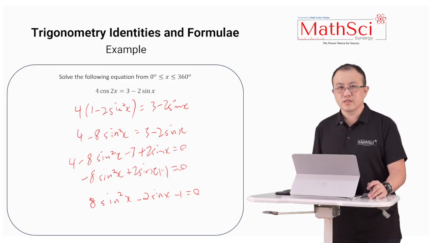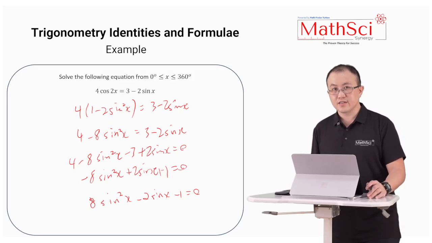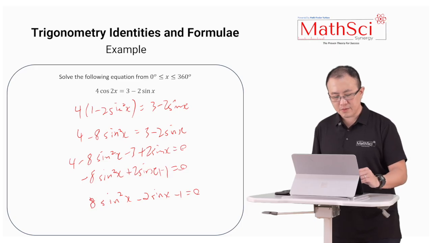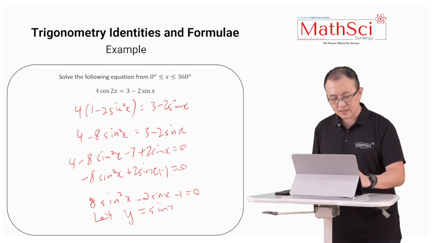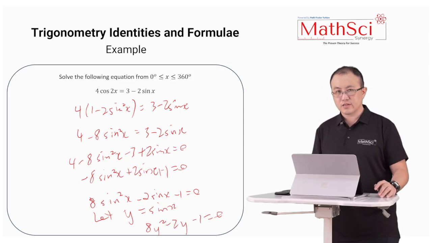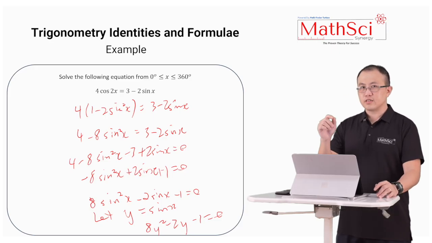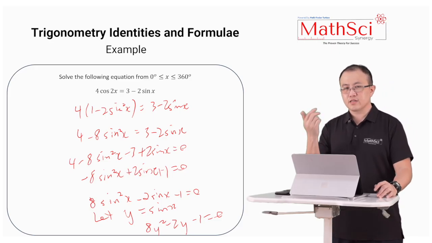And how to continue? This is a factorization. Okay? If you cannot see it, you can say let y be equal to sine x. So y squared minus 2y minus 1 is equal to 0. Then you solve from here. Then after that, you put your y back as sine x, and solve for x from there.